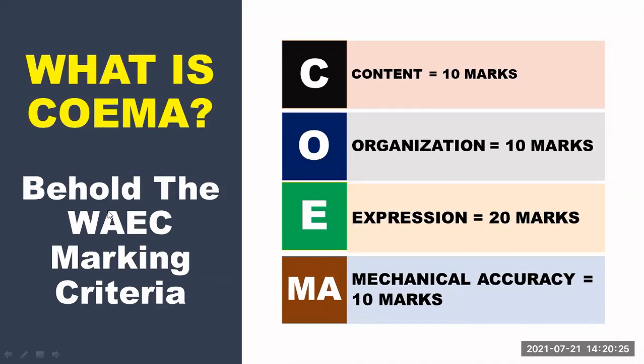Now, what is KOEMA? Of course, KOEMA is an acronym that I use in referring to the WAEC marking criteria, and you can see them here. C stands for content, and content will always win 10 marks. 10 marks are allotted to content. I will explain what this means and how you can make sure they are taken care of in your essay writing or letter writing, depending on the one you choose.